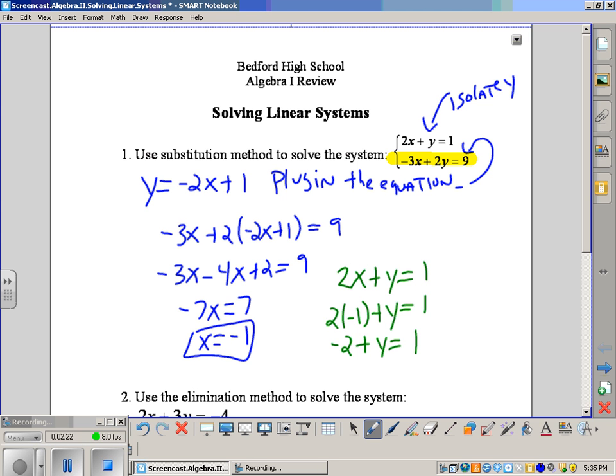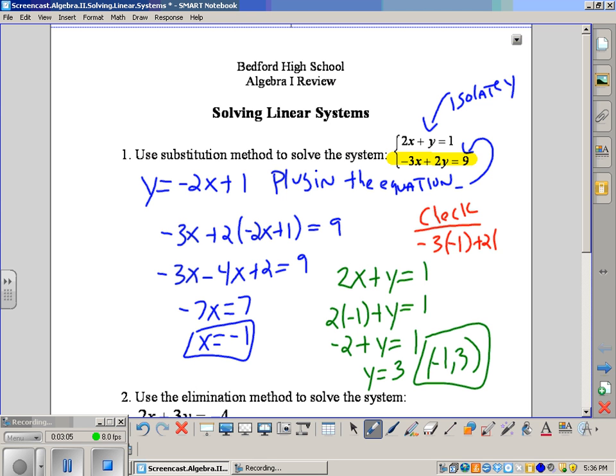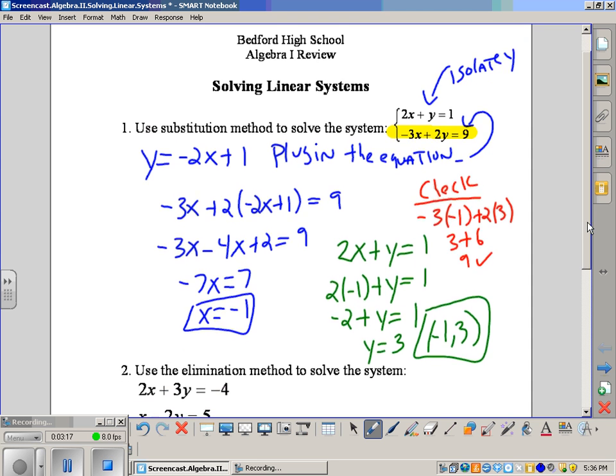So when I get rid of the negative 2, I'm going to get 3. So it looks like my solution is negative 1 comma 3. And so there's my first answer, negative 1 comma 3. And I could test that by plugging negative 1 comma 3 into both equations. Let's plug it into the highlighted more difficult equation. You should check both, but just in terms of time, let's just check one. So this is 3 plus 6, that's 9. That checks out. Cool. So that's solving a linear system using the substitution method.